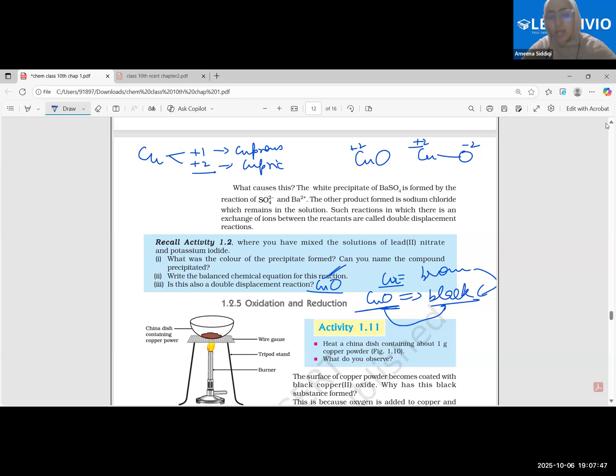So it has undergone oxidation from brown to black color. Clearly, it has undergone oxidation to form copper oxide, cupric oxide, from elemental copper.